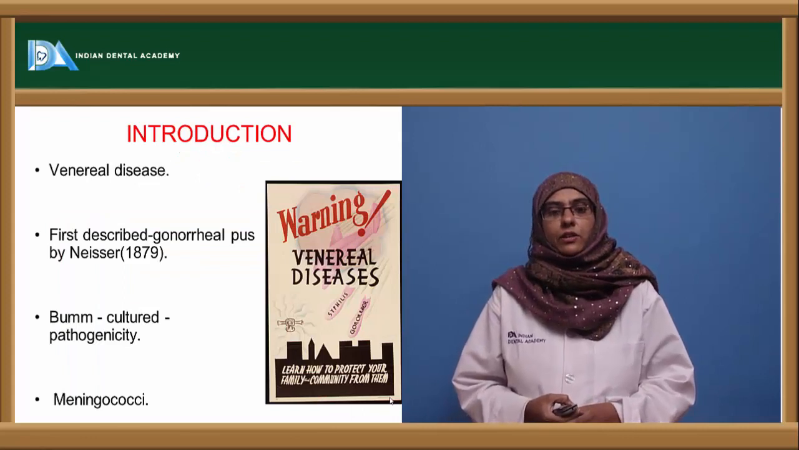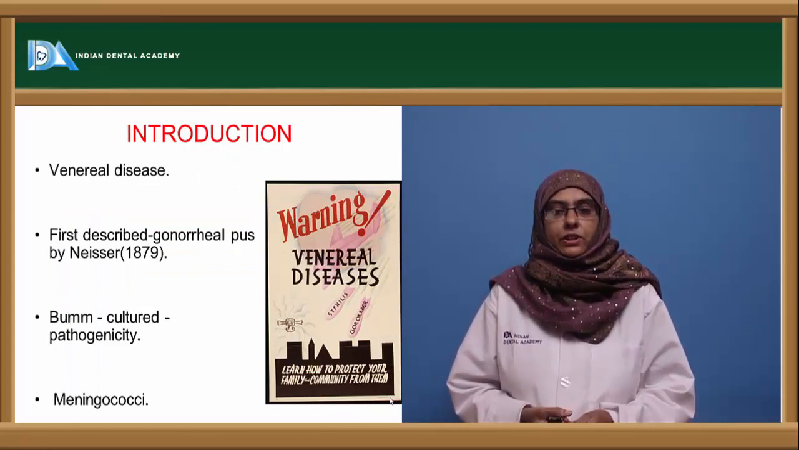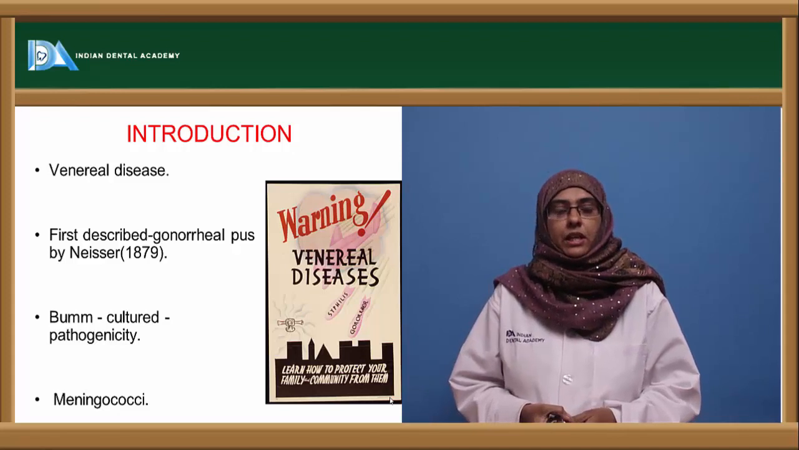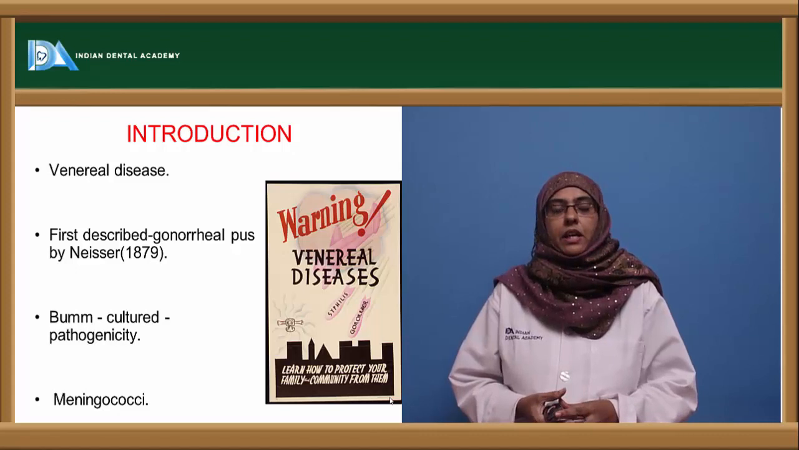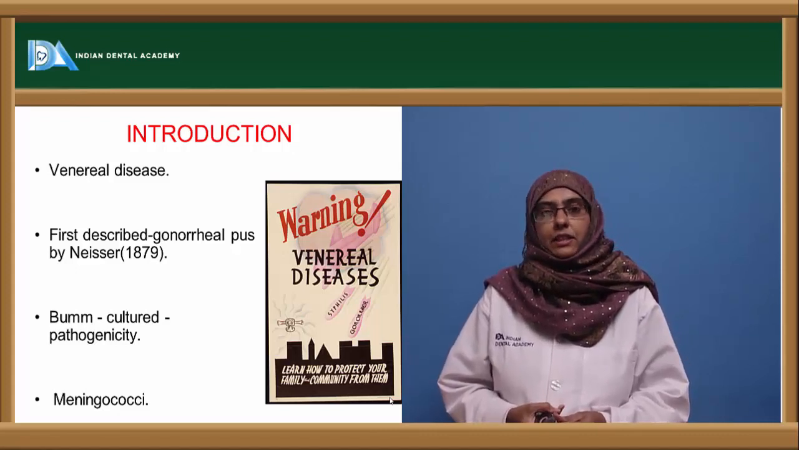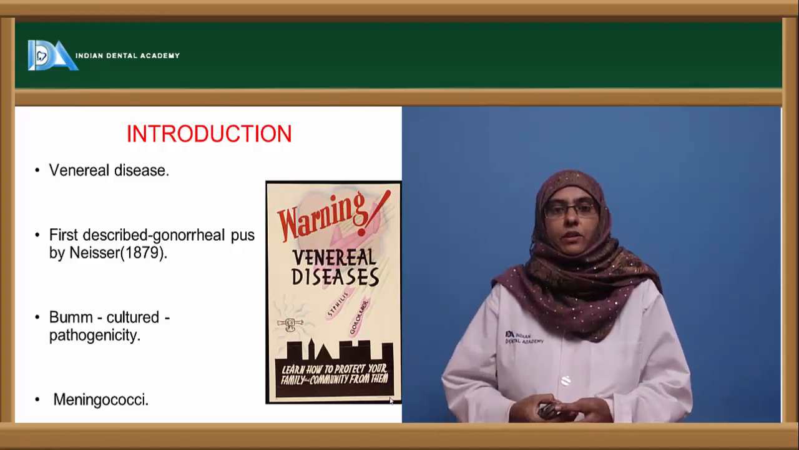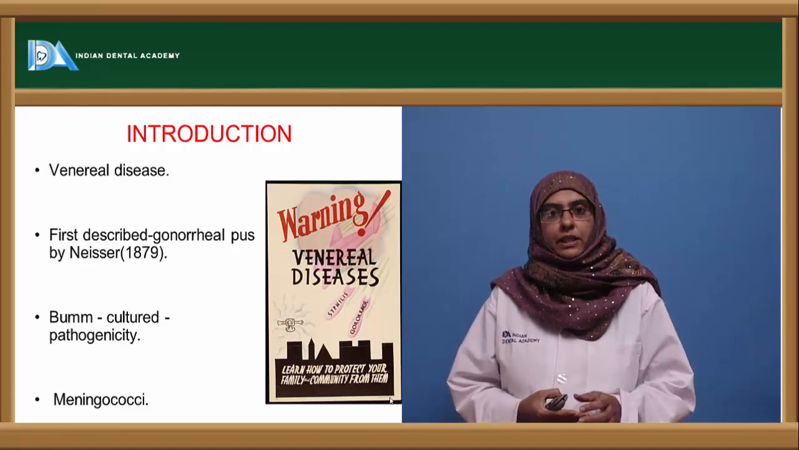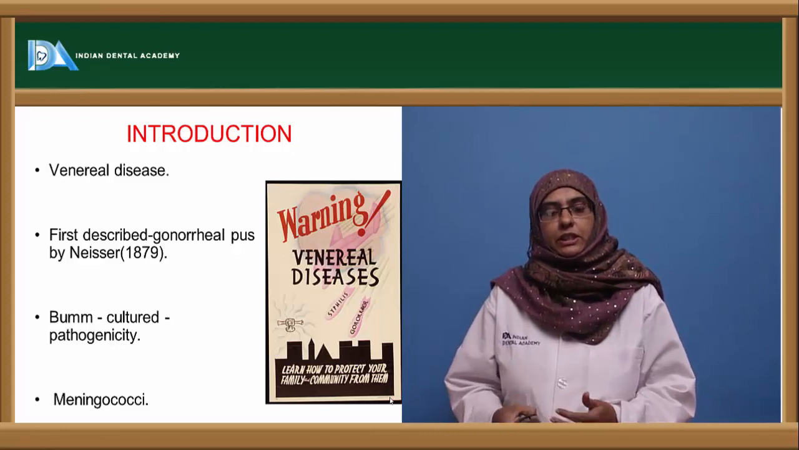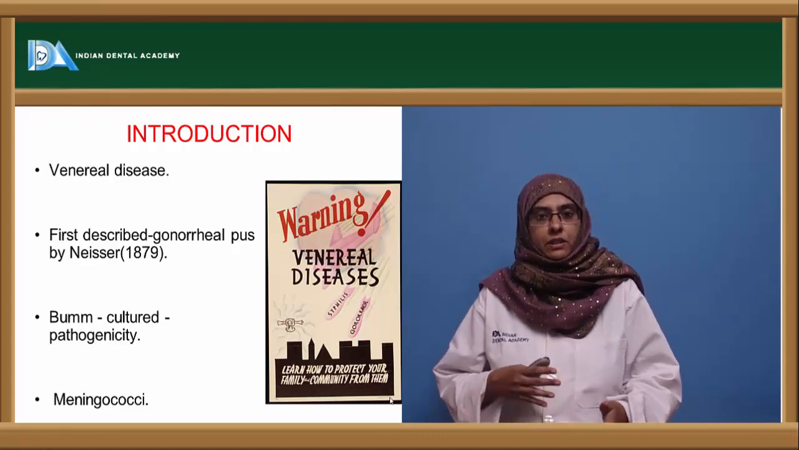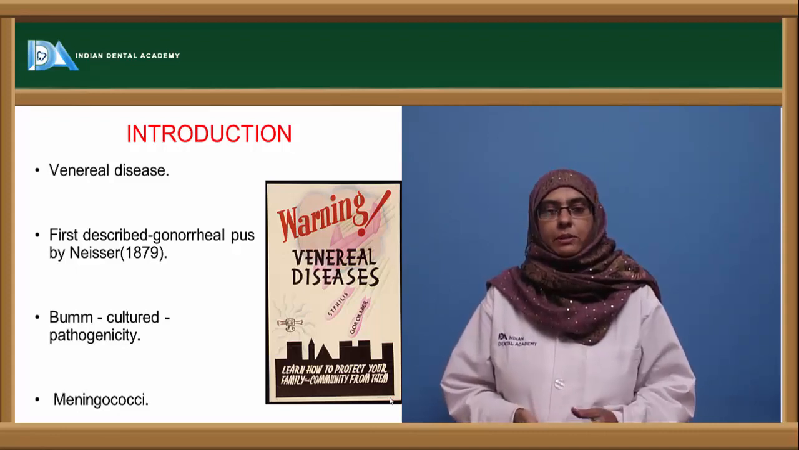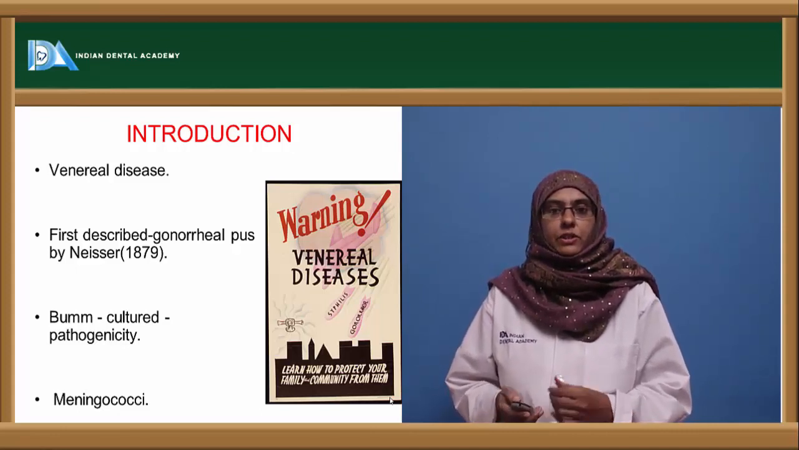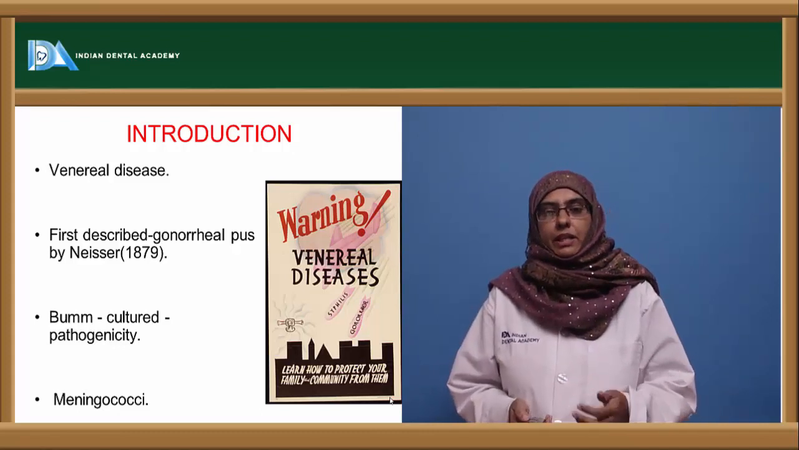So gonorrhea, the gonococcal disease, is a venereal disease which is usually transmitted sexually, a sexually transmitted disease. It was first described in the gonorrheal pus by Neisser, who was able to identify this organism in the gonorrheal pus and gave the name Neisseria. It was cultivated, and the pathogenicity of the organism was demonstrated by a scientist called Bumm. And the organism is very similar to the meningococci in its structure and in biochemical and cultural characteristics.